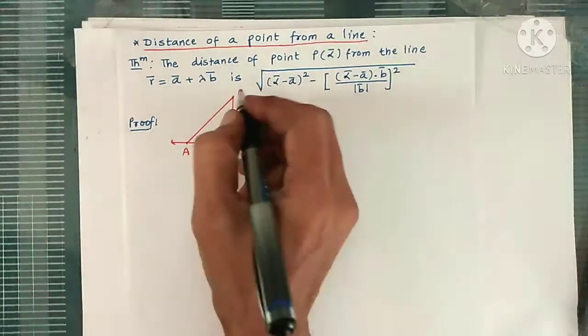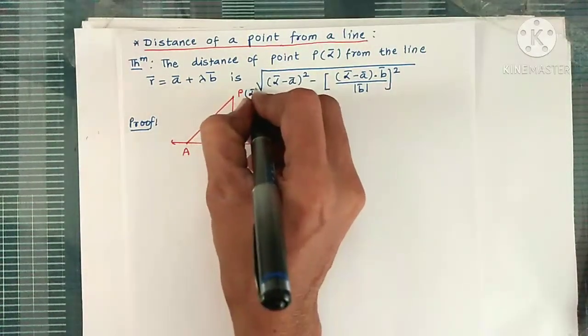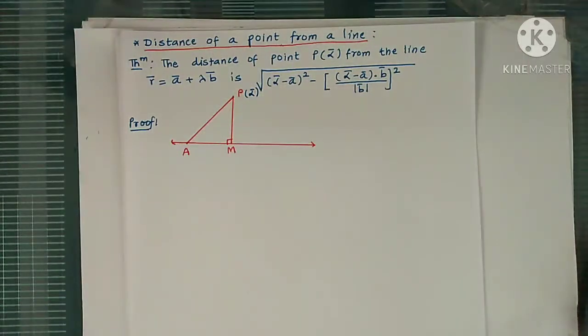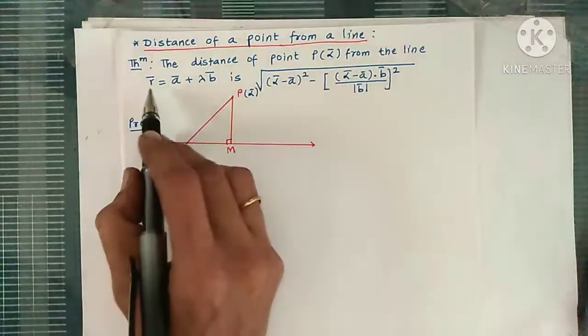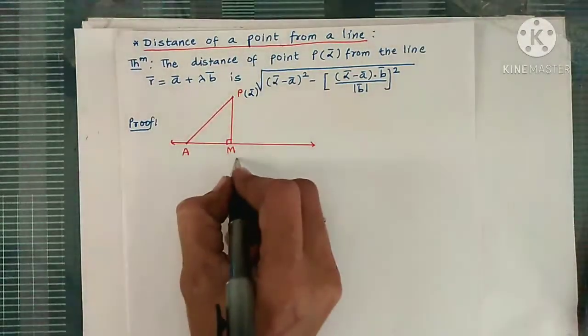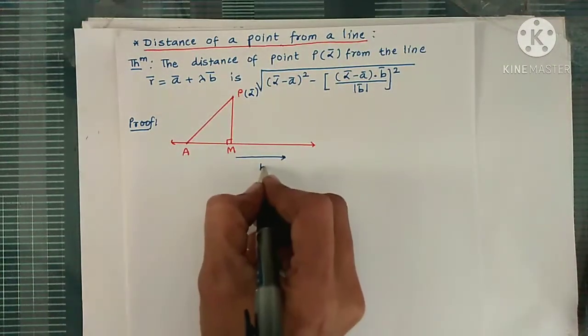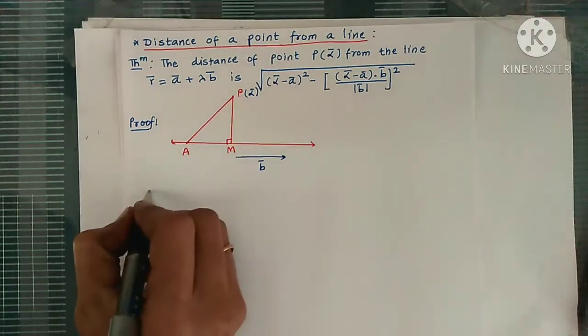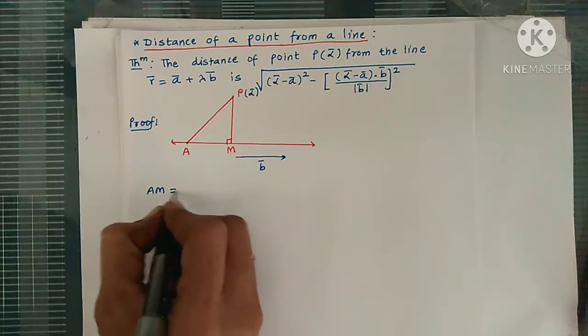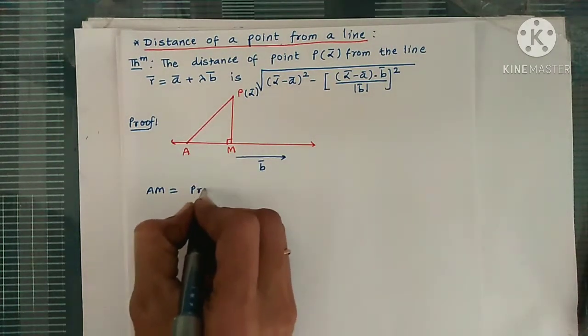So let's take the point P. Let the position vector of P be alpha bar, and PM is drawn perpendicular to the straight line. So we have to find the distance PM. Now the equation of the line given is r bar equal to a bar plus lambda b bar. That means point A with position vector a bar lies on the straight line, and this straight line is parallel to vector b bar. So this is vector b bar parallel to the straight line. Now here AM, if we take AM, then AM is the projection of AP on the line.